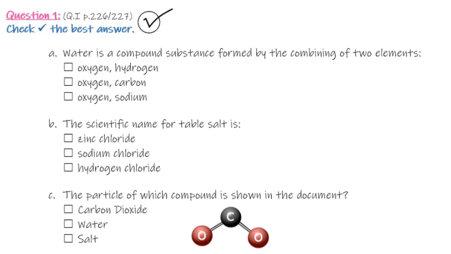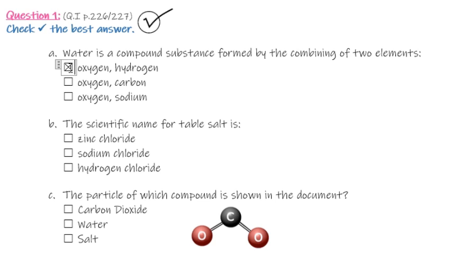Ready? Let's go. Question 1. Check the best answer. Water is a compound substance formed by the combining of two elements. What are these two elements? Oxygen, hydrogen, oxygen, carbon, oxygen, sodium. How do we write water? H2O, right? H for hydrogen, O for oxygen. So the water compound is made of oxygen and hydrogen.